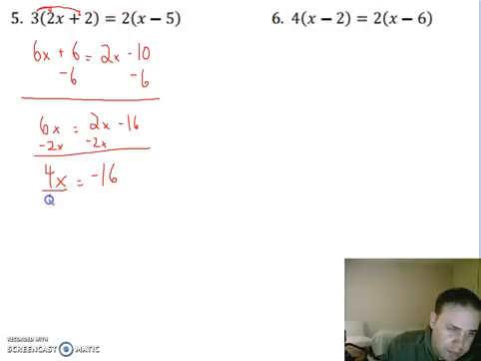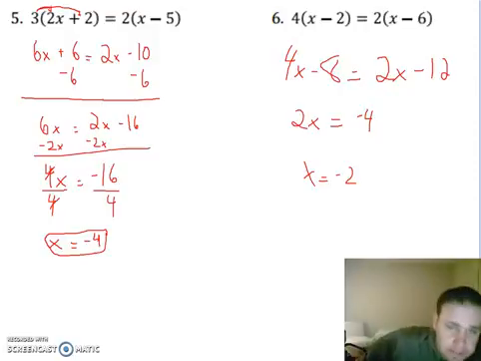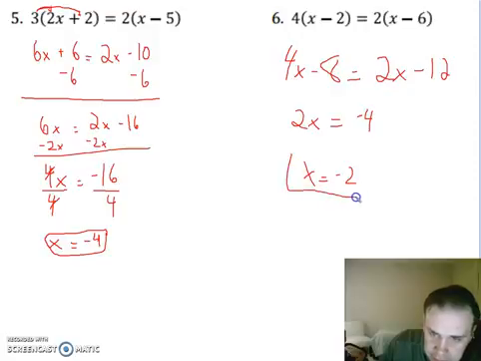We know that 4, we can divide that because x is being multiplied by 4. We have to do the opposite, inverse operation here. So those cross out. We're going to get x equals negative 16 divided by 4, which is negative 4. Okay, and you can do the left-hand or the right-hand side here. I just want to reiterate: finish question 6. X does equal negative 2.